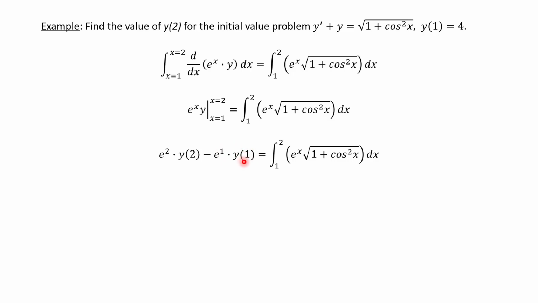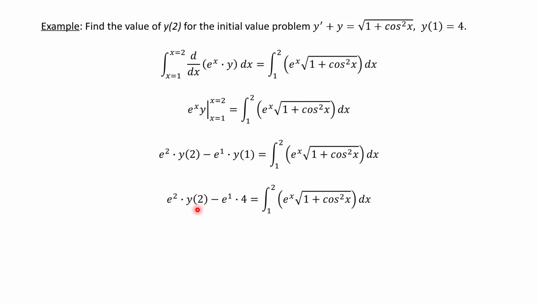So we have to find those values. We know one of them. We know that when you plug in 1 for x into the function y, you get 4. That was given. But what we don't know is what happens when you plug in 2 into the function y. That's the whole point of the problem. That's actually what we were asked to find. Okay, so what we're ending up trying to do here is we're going to try to solve for this y of 2.